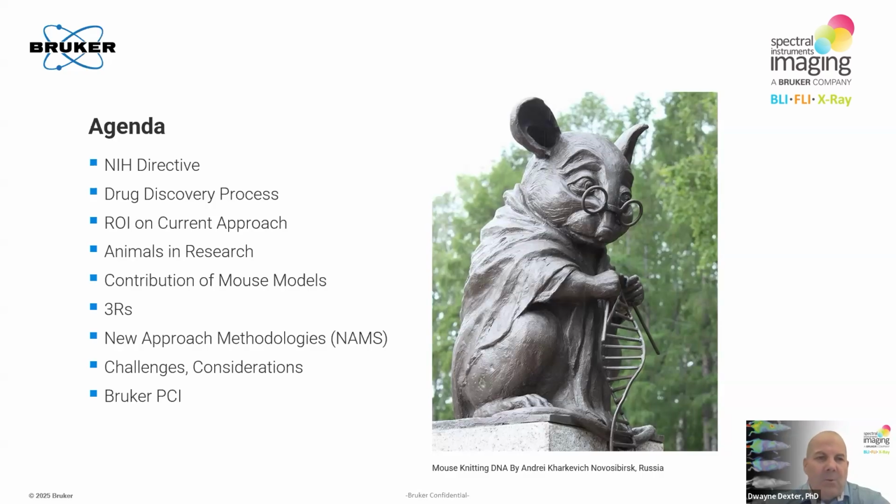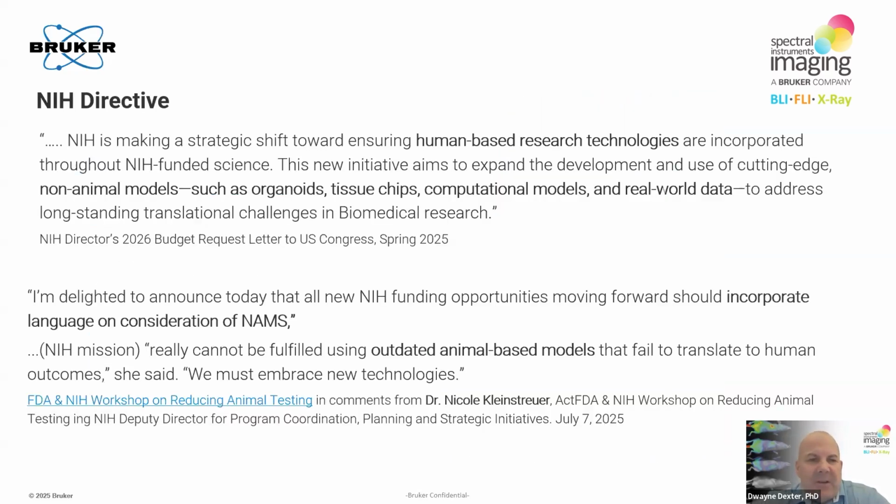So why am I here? Why are you here? There've been several announcements over the last several months from the FDA and NIH, specifically targeting the use of animals in research, and also highlighting and encouraging the replacement of animal models with NAMs such as organoids, tissue chips, AI, etc. Some of these announcements caught researchers off guard, but the director of NIH signaled this shift in his budget letter request to Congress in early spring, where he called out one of the focus research initiatives of the NIH moving forward, essentially calling out the use of human-based or human-centric research technologies.